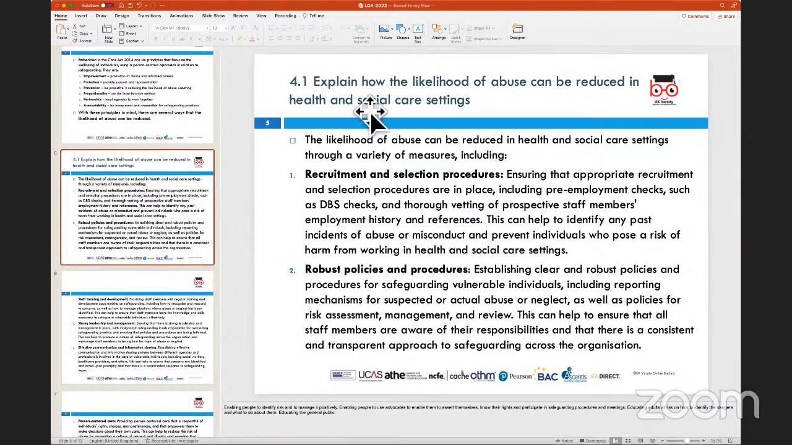The first one talks about explaining the likelihood of abuse and how it can be reduced in a health and social care setting. So let's assume a health and social care setting, specifically an adult care home, where older or retired people are receiving care and living. Here the likelihood of abuse can be reduced by looking at the measures that could be put into place by the management and the staff who are running the care home.